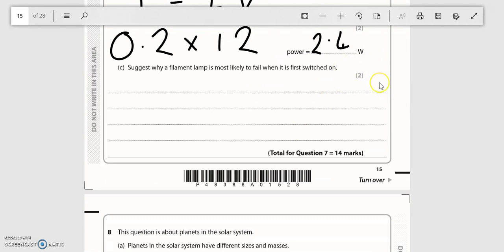So for 2 marks here, it wants you to notice that the current is very high when it's first switched on, which means that it's very hot, which means it's more likely to melt or fail.